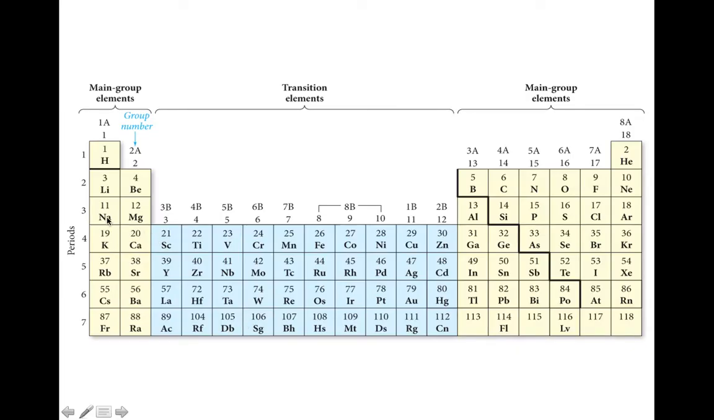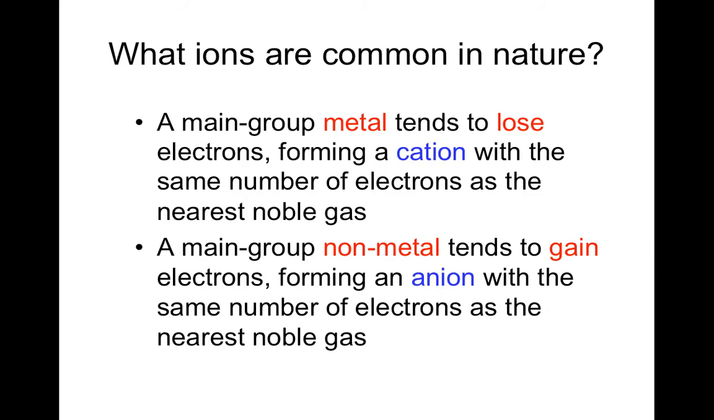If you take sodium, sodium has 11 protons. So a sodium atom is going to have how many electrons? 11. And what ion is sodium likely going to present in nature as? It's going to lose an electron, going to 10 electrons, and the noble gas that has 10 electrons is neon. So it's going to end up looking like neon, forming a cation with the same number of electrons as the nearest noble gas.